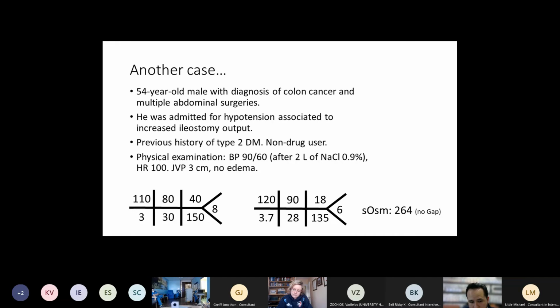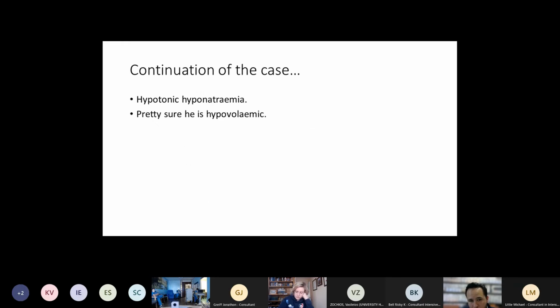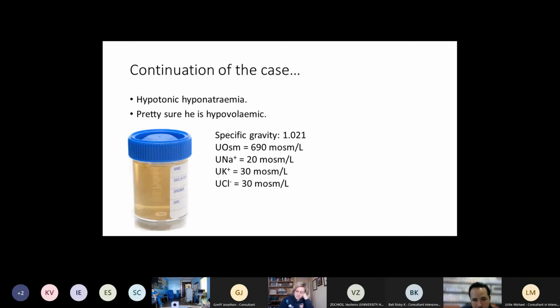The issue is that we've done the blood test, and before he received the 2 liters of sodium chloride, his sodium was 110. After the 2 liters of treatment, his sodium has gone up to 120. Now, we are worried because we know that his serum osmolality is low, and within a couple of hours, we have made his sodium change 10 points. So we suspect this patient is hypovolemic. This might be acute, but again, there's no way to confirm how many days this has been happening.